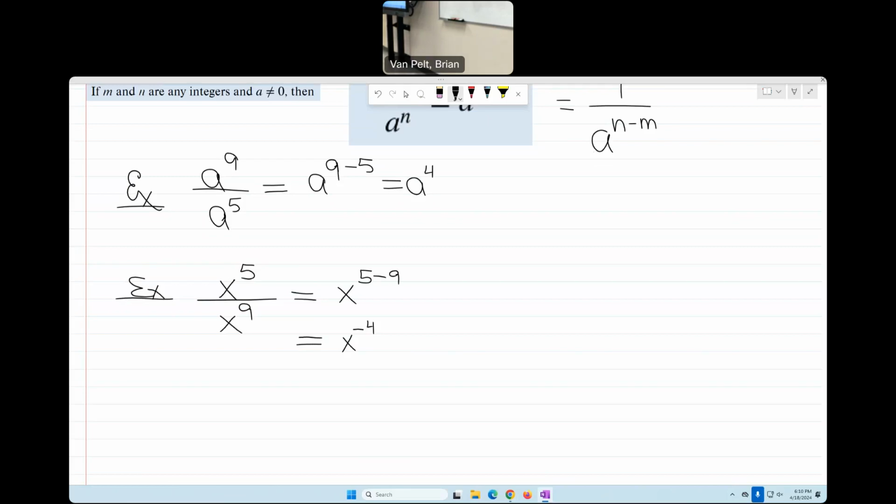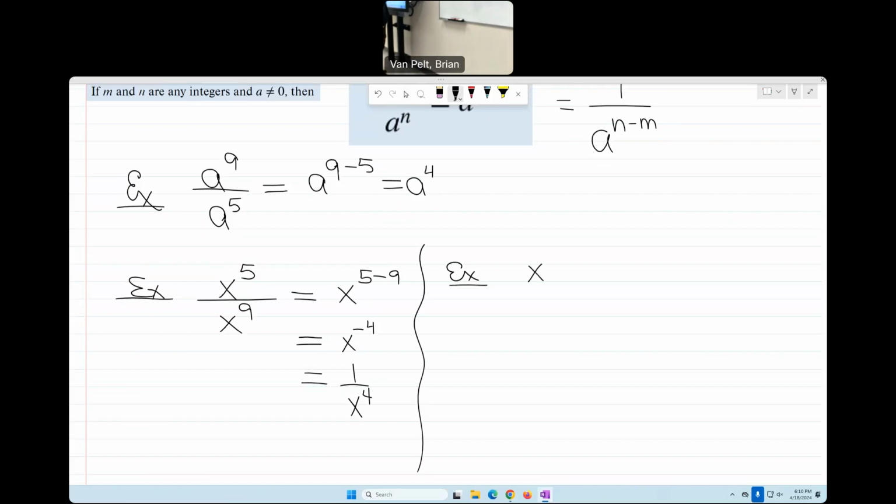Now, since you're supposed to make it positive, what do you got to do? What's the next step that you have to do? Put 1 over x to the positive 4. Now I'm going to redo this.